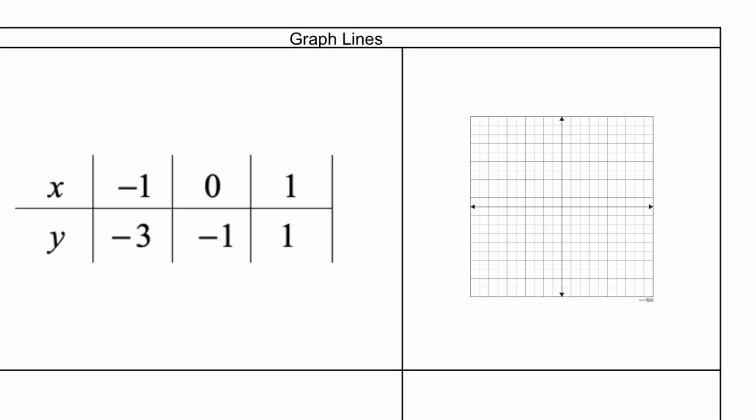To graph this line, I'm going to go negative 1, negative 3, 0, negative 1, and 1, 1. Each of these values is turned into a coordinate.